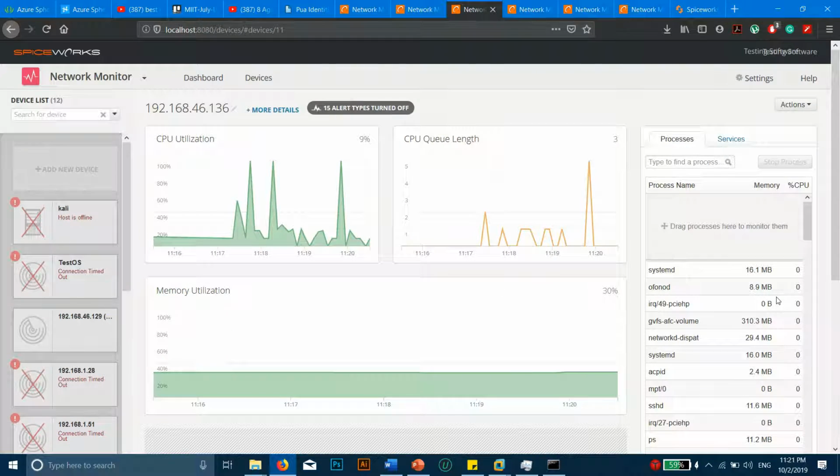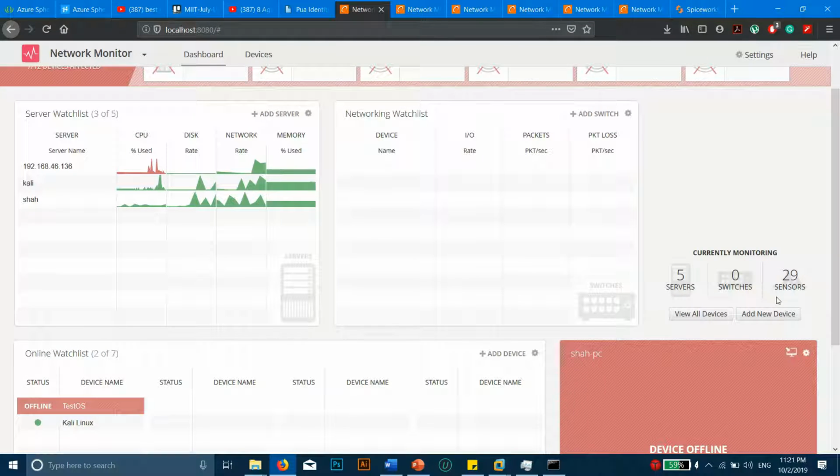Magically, this network monitoring software does not need any SNMP configuration to be configured in every one of them. Okay, you just need the SSH connection, just like that.